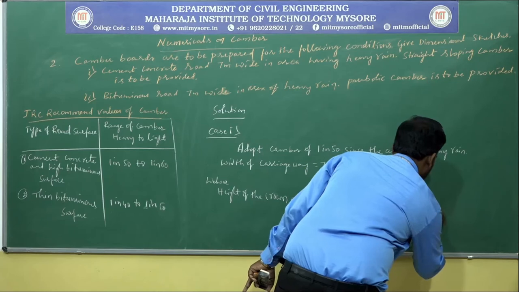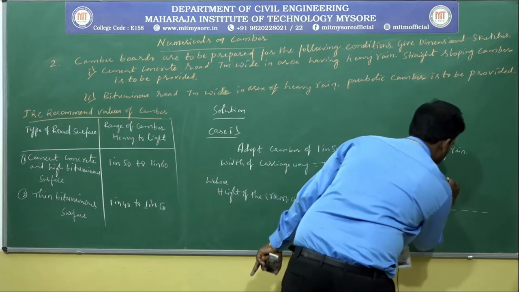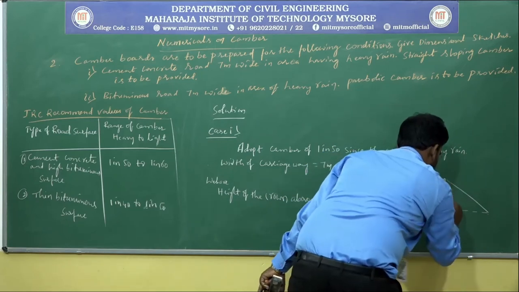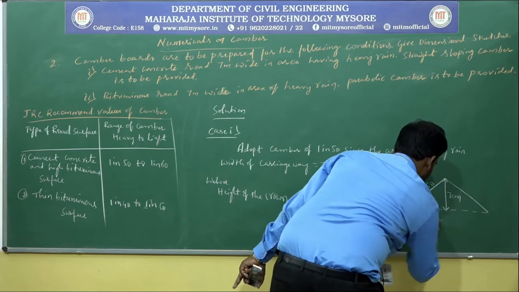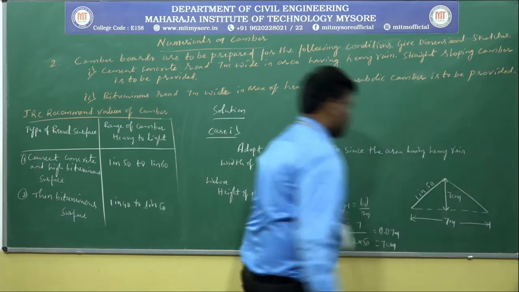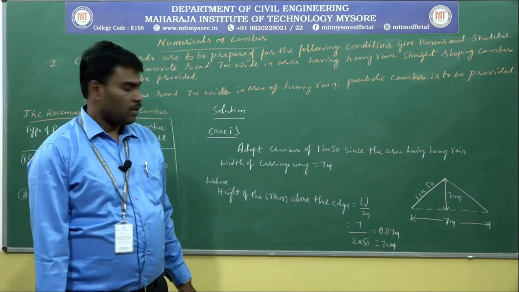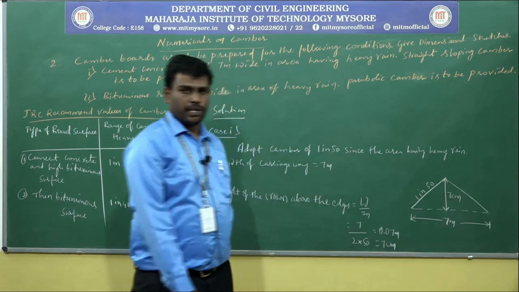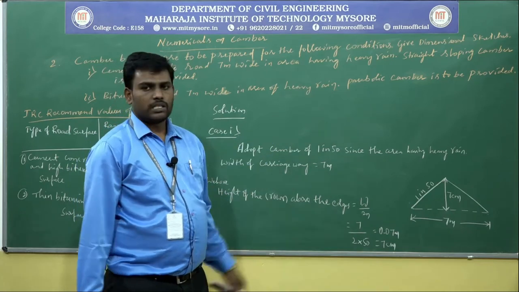For straight sloping camber, this is 1 in 50, and this is the height of the crown. It is 7 centimeter, and this is the width of carriageway. It is 7 meter. Okay, this is the dimensional sketch for straight sloping camber. The width of carriageway is 7 meter and the height of the crown is 7 centimeter. The amount of camber is 1 in 50. All the details you have to include in your sketch. That is a dimensional sketch for straight sloping camber.